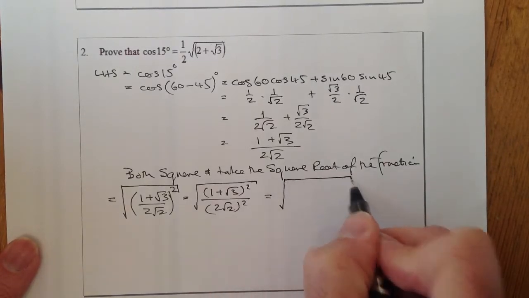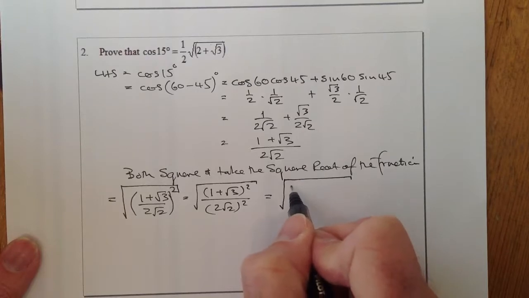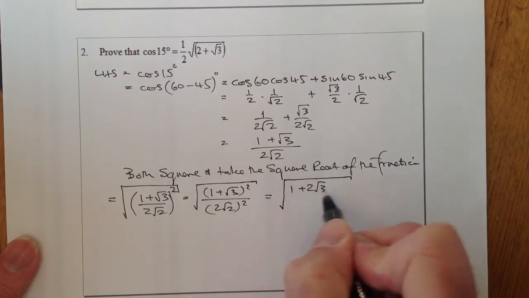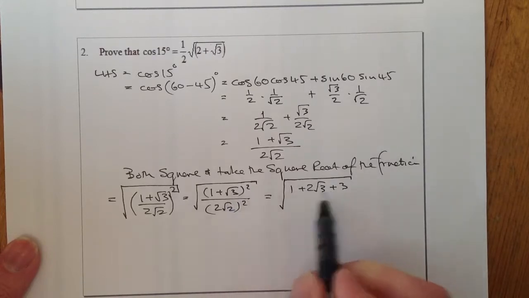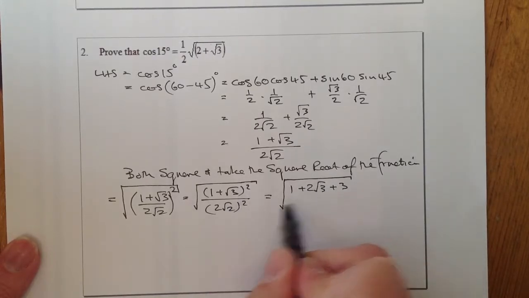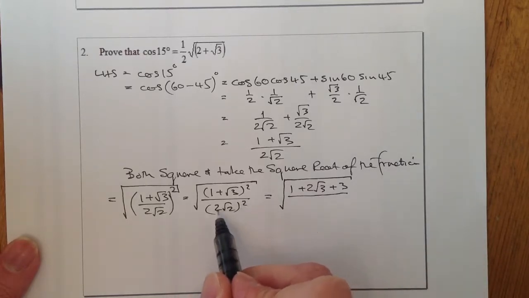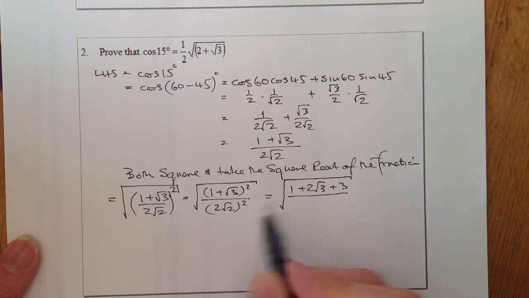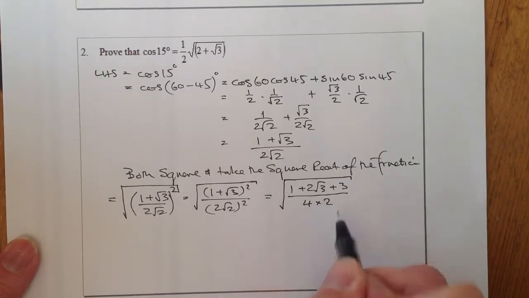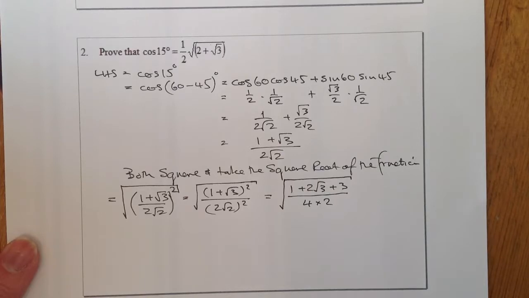Big square root sign just then. So that'll be 1 plus 2 root 3, and that's going to be plus 3. If I multiply it out by FOIL, that's what I would get. Or if you know the quick way to do it, just do that yourself. And in the bottom, squaring 2 is going to give me 4, and squaring the root of 2 is going to give me 2. So that's going to be 4 times 2 on the bottom.